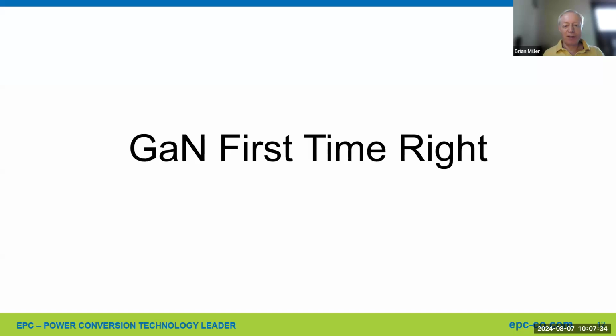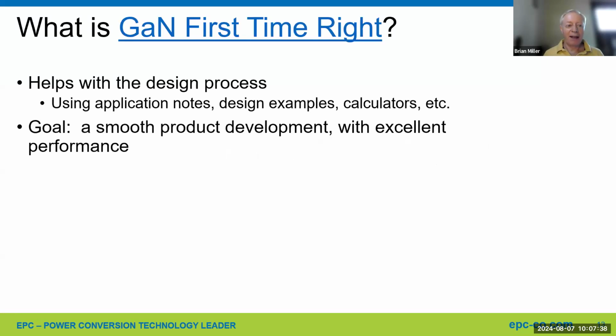Okay, now let's move on to GaN first time right. What is that? That is a process that helps with the design process. In other words, looking at GaN, there's all kinds of information, lots of tools, lots of application notes, and how to get these all together, how to make them usable to people, with the goal of a smooth product development with excellent performance.